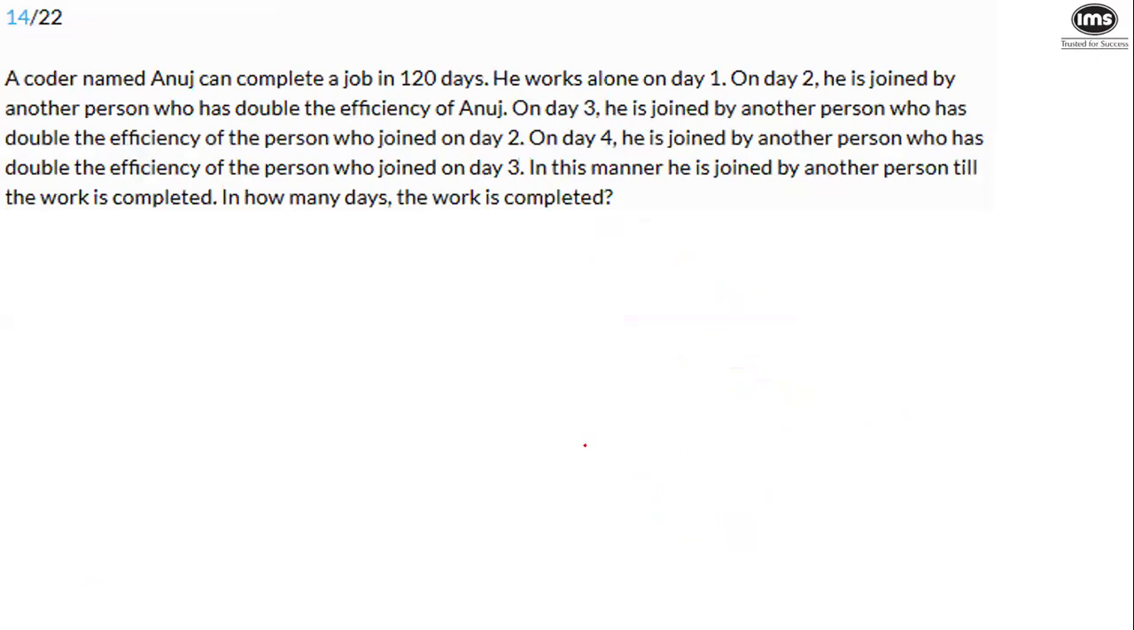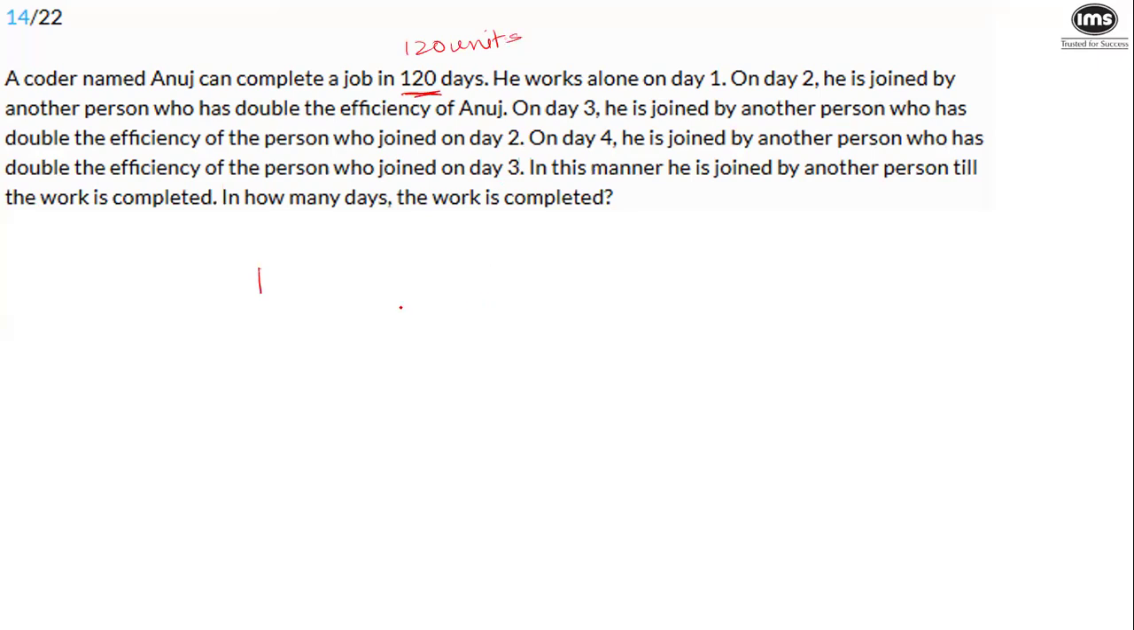So here Anuj is working. Let's say his efficiency is just 1. The efficiency of Anuj is 1. He can work for 120 days to complete the job. That means the job requires 120 man days of work units. The job is 120 units. If the speed of Anuj is taken as 1 unit per day, the job is 120 units.